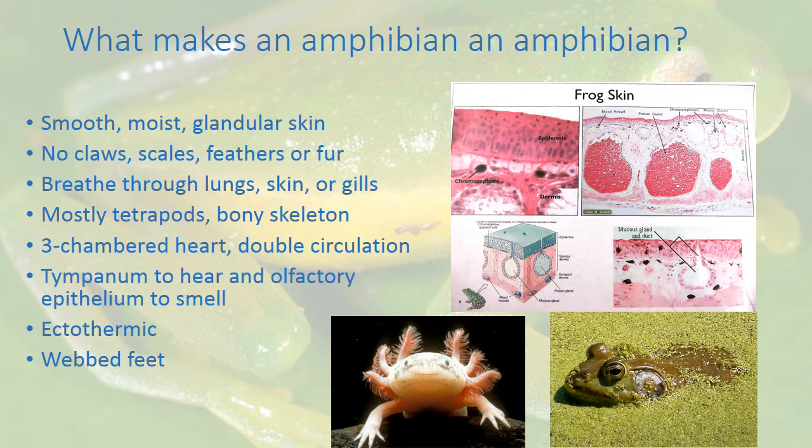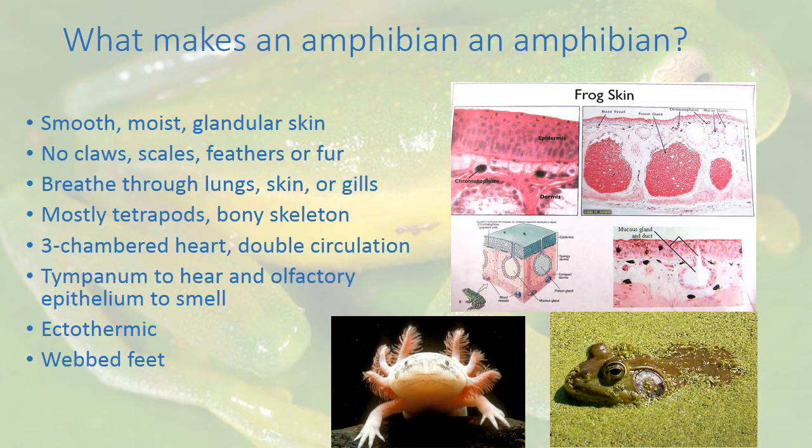They have smooth, moist, glandular skin, and you can see that in this diagram here of frog skin. In the glands, they can have mucus glands to keep their skin moist. They might also have poison glands depending on the species, which release toxins on their skin to prevent predation. These amphibians don't have claws or scales or feathers or fur.